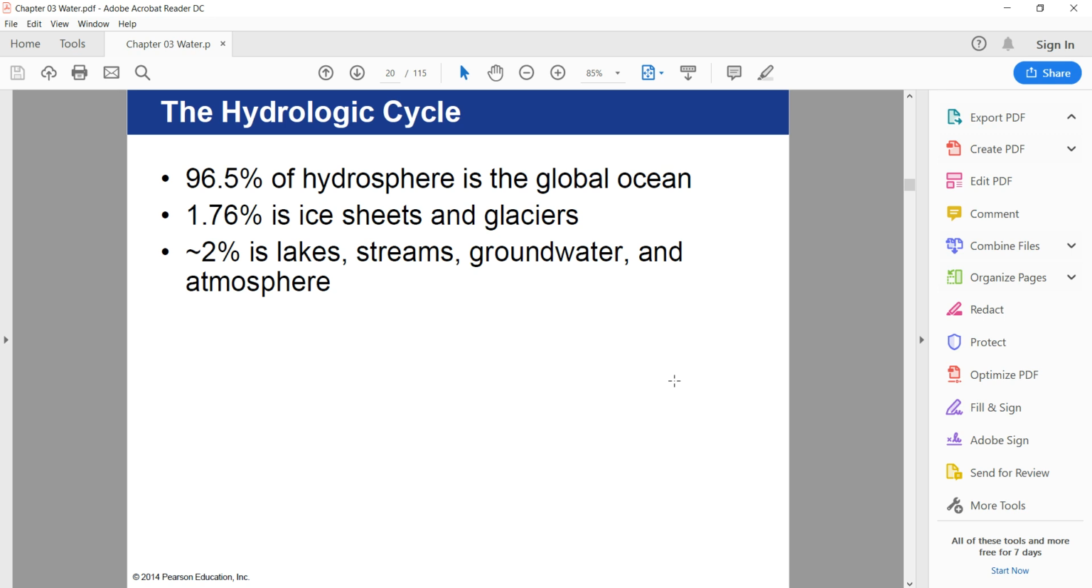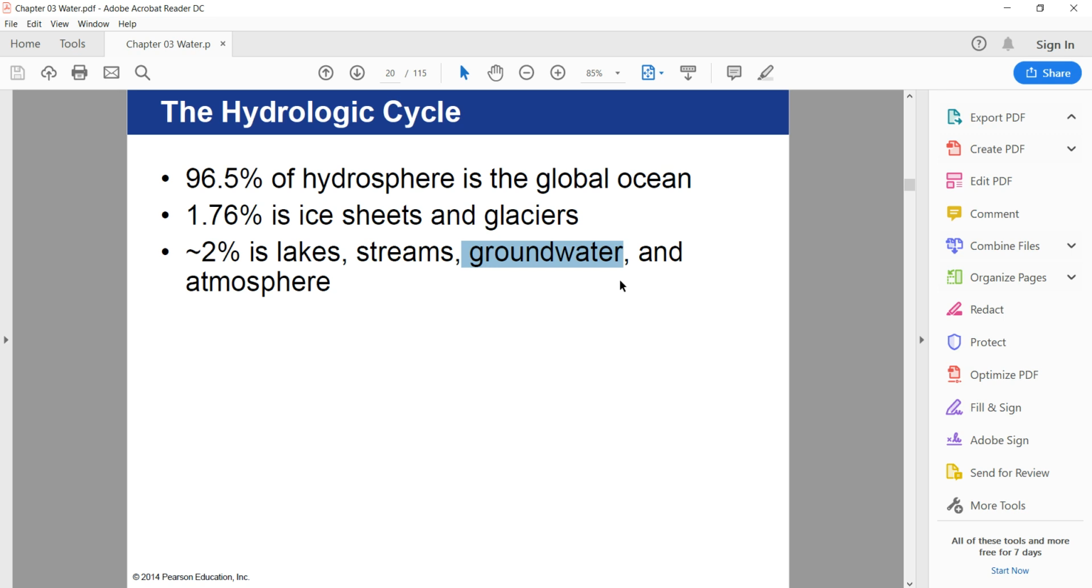Lakes and streams are the surface water, the water that flows on the surface of our planet Earth. Groundwater is the water which is stored below the ground, something that we extract by means of pumping wells. And then there is some water which is stored in the atmosphere in the form of clouds. So 2% of the entire volume of water is actually accessible to us, and amongst this 2%, the majority of the water is stored in groundwater, which is below the ground.